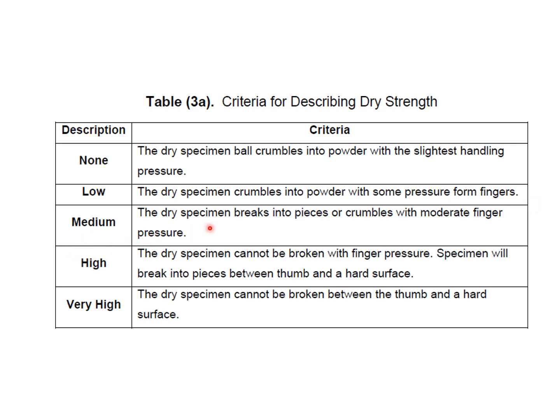Medium, the dry specimen breaks into pieces or crumbles with moderate finger pressure. High, the dry specimen cannot be broken with finger pressure; the specimen will break into pieces between thumb and a hard surface. And very high, the dry specimen cannot be broken between the thumb and a hard surface. So in this way, you can comment on the dry strength.